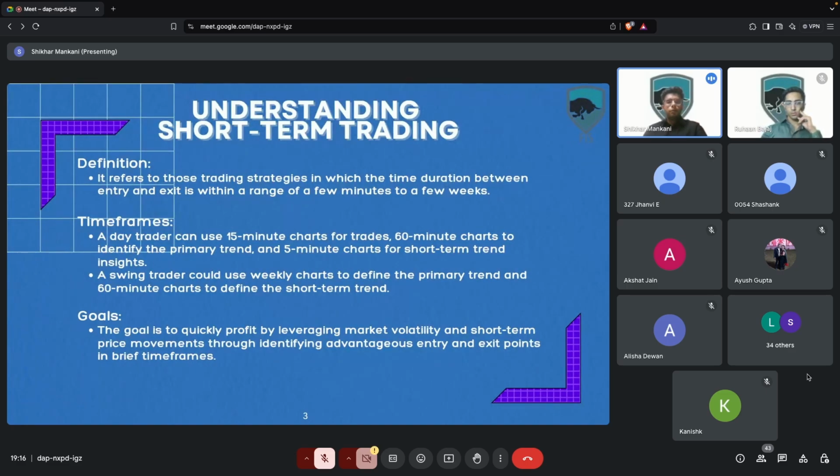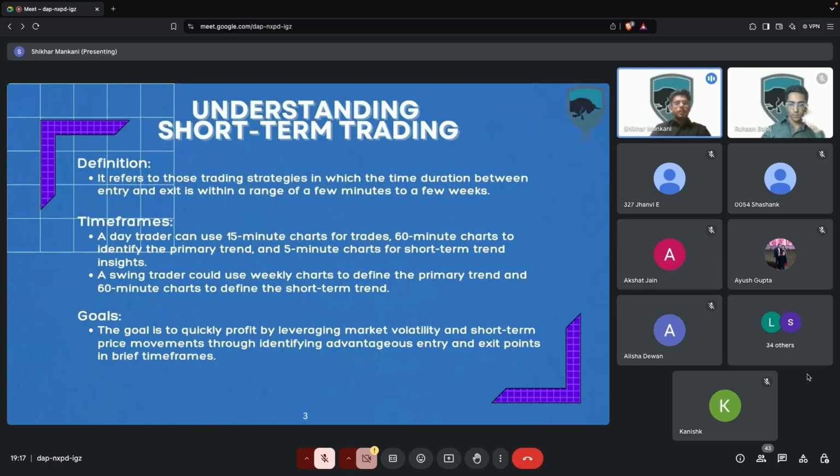And meanwhile, the swing trader, as their goal is to buy and sell securities within days and weeks, will use the primary trend of about some days or some weeks, and 60-minute charts to define the short-term trend. The goal of short-term trading is, again, booking profits quickly as compared to long-term trading.